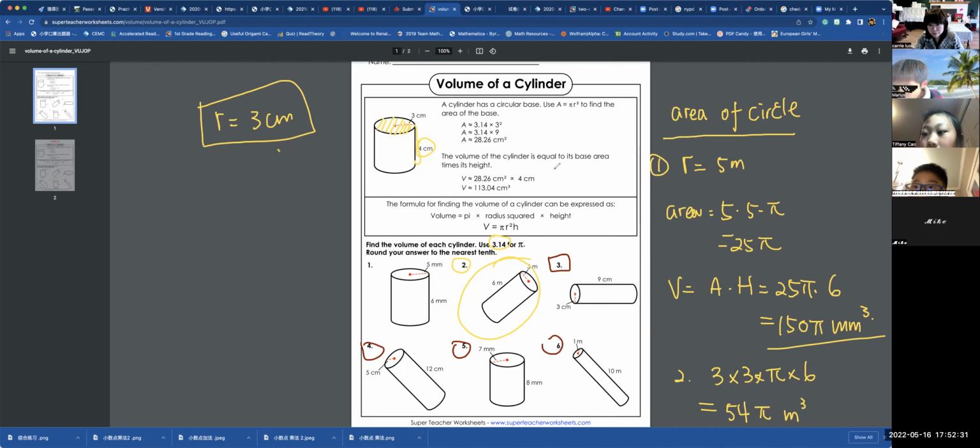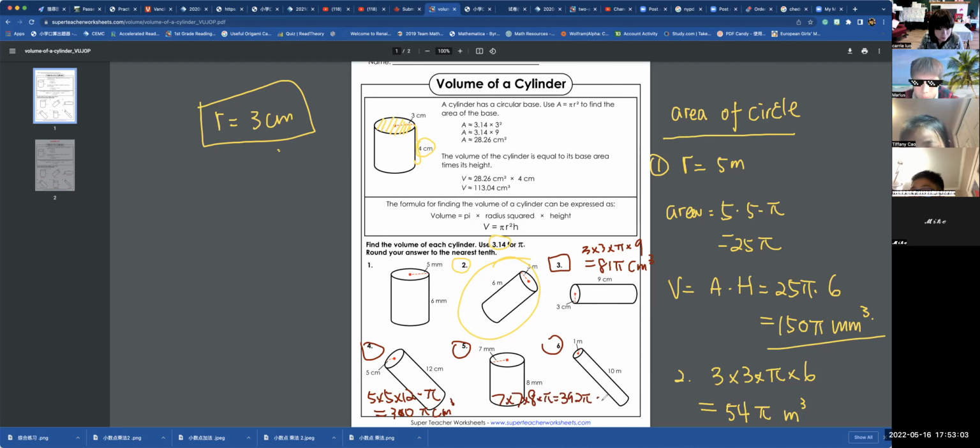Okay, so I have received some of the answers. Thank you, Daniel. Let's take a look. 3 times 3 times pi times 9 equals 81 pi centimeter cube. 5 times 5 times 12 times pi equals 300 pi centimeter cube. 7 times 7 times 8 times pi equals 392 pi millimeters cube. Last one, 1 times pi times 10 equals 10 pi meters cube.